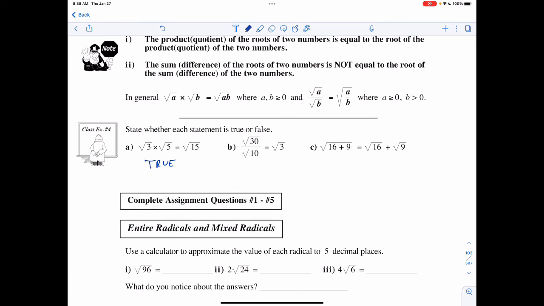If I take root 30 divided by root 10, is it root 3? Well, they both have the same index. I'm dividing, so I can just divide the radicands. 30 divided by 10 is 3, and this is true. If I take the square root of 16 plus 9, is it the same as the square root of 16 plus the square root of 9? No, it's not. The square root of 16 plus 9 is the square root of 25, which equals 5. The square root of 16 is 4 and the square root of 9 is 3, so 5 does not equal 7, and that is false.